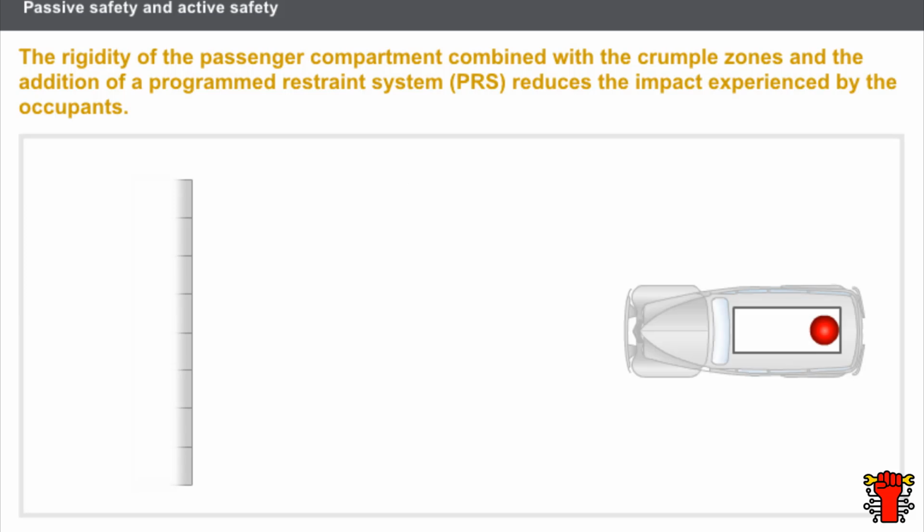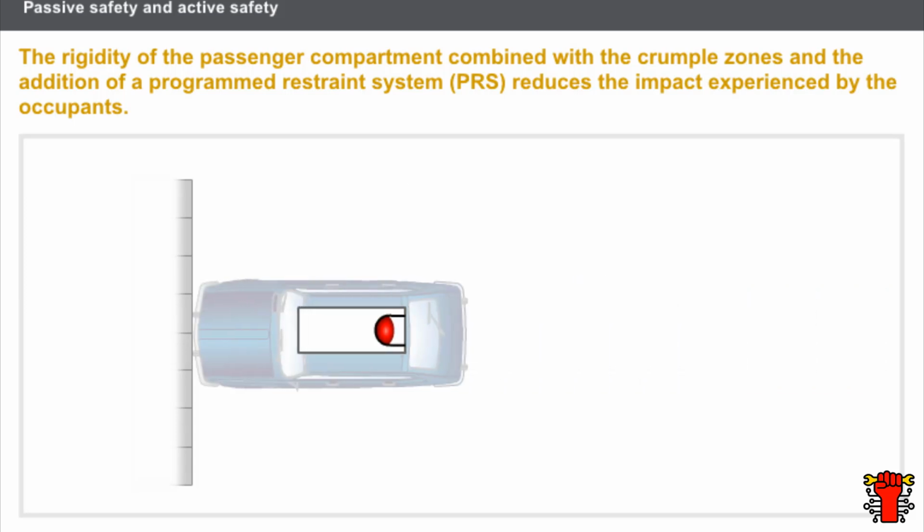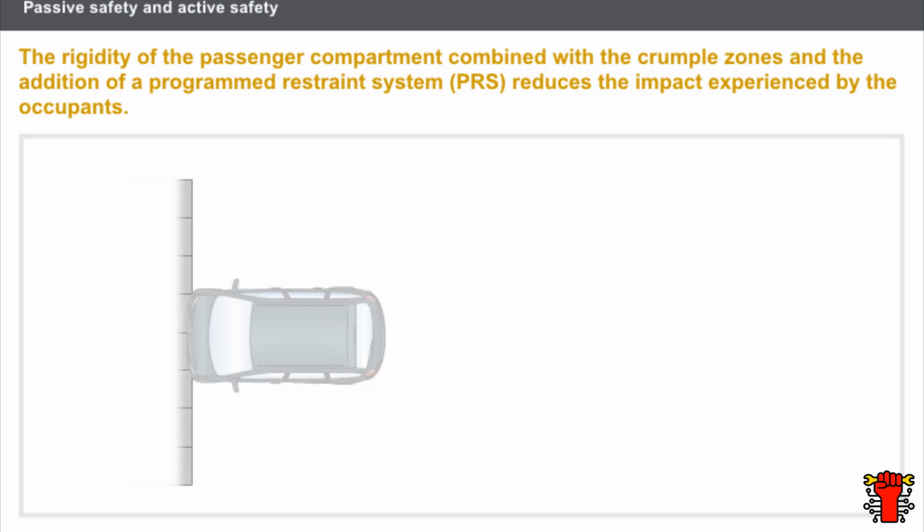Let's look at the changes that have taken place in the protection of the vehicle occupants. In the past, vehicles offered no protection, and the occupants were hurled against the dashboard during an impact. Seat belts made their appearance, but because the front of the vehicles were very rigid, the impact received was always very severe. The front structure of vehicles is now equipped with crumple zones to absorb the impact. The rigidity of the passenger compartment, combined with the crumple zones and the addition of a programmed restraint system, PRS, reduces the impact experienced by the occupants.